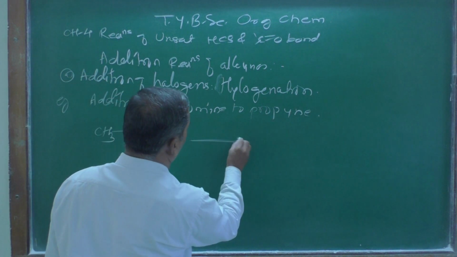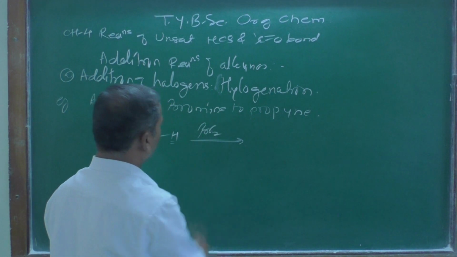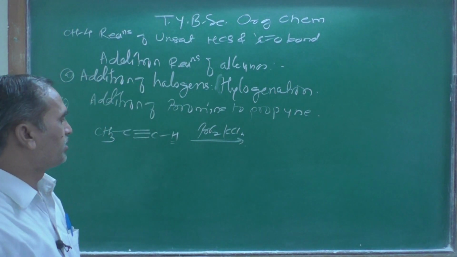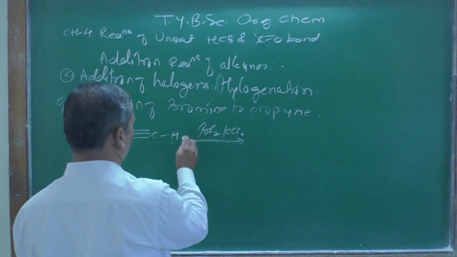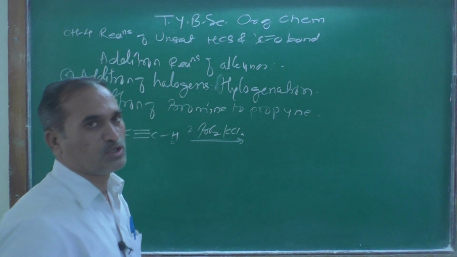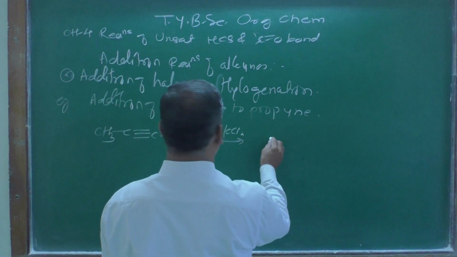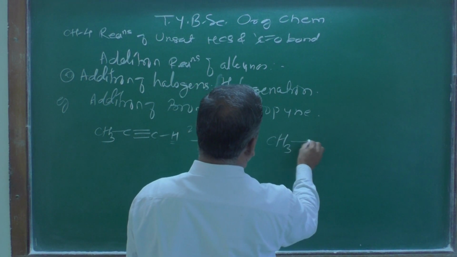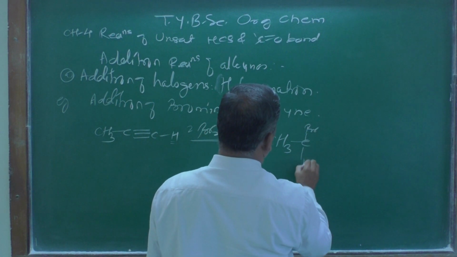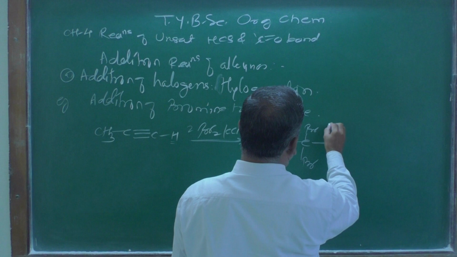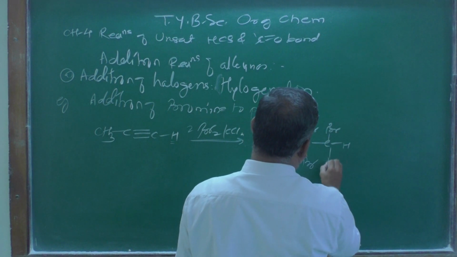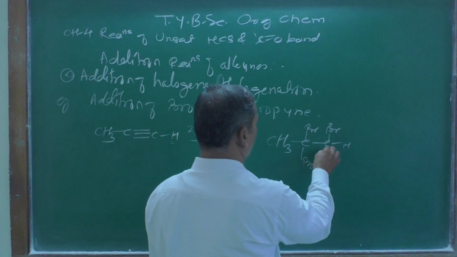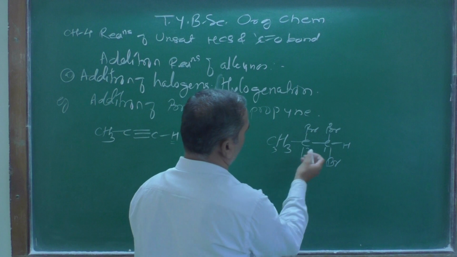And now, when we add Br2 in the presence of CCl4, carbon tetrachloride, it consumes 2 moles of bromine, and finally the structure we get is this one: CH3, then CBr2, then CBr2H. These are 4 bromines, with numbering starting from this side, 1, 2, 3.